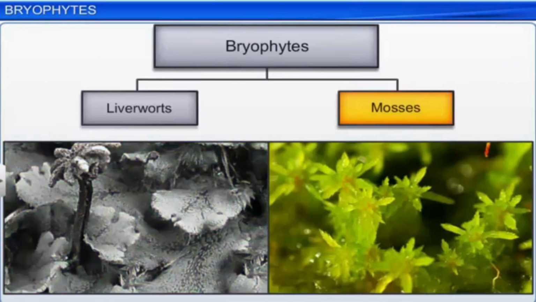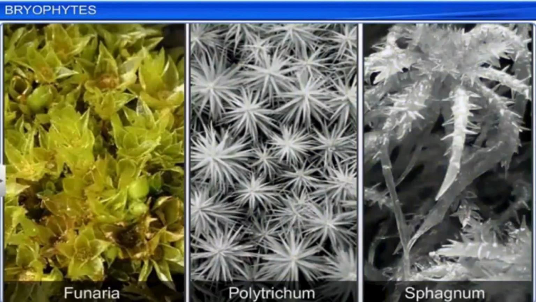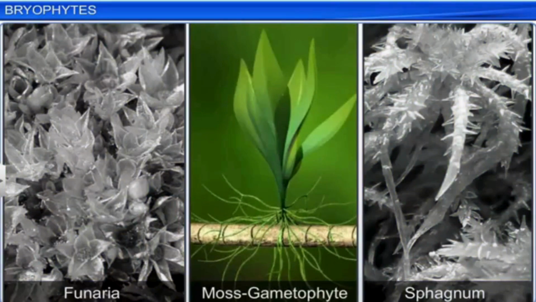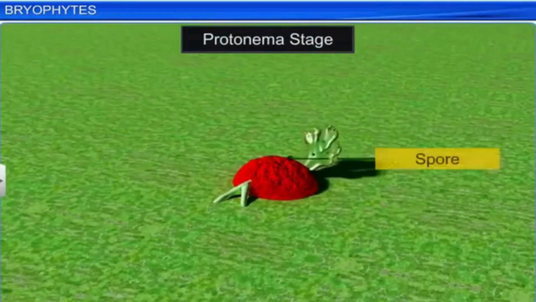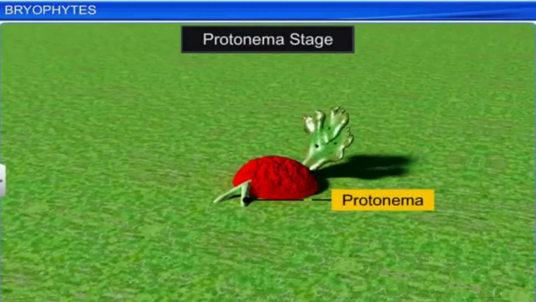Mosses are another type of bryophytes. Funaria, Polytrichum, and Sphagnum are some common species of moss. A moss undergoes several stages in life, wherein the gametophyte stage is the most predominant one. The gametophyte stage has 2 substages, protonema and leafy stage. In the protonema stage, the spore develops into a protonema, a thread-like chain of cells. The protonema is creeping, green, branched, and filamentous.